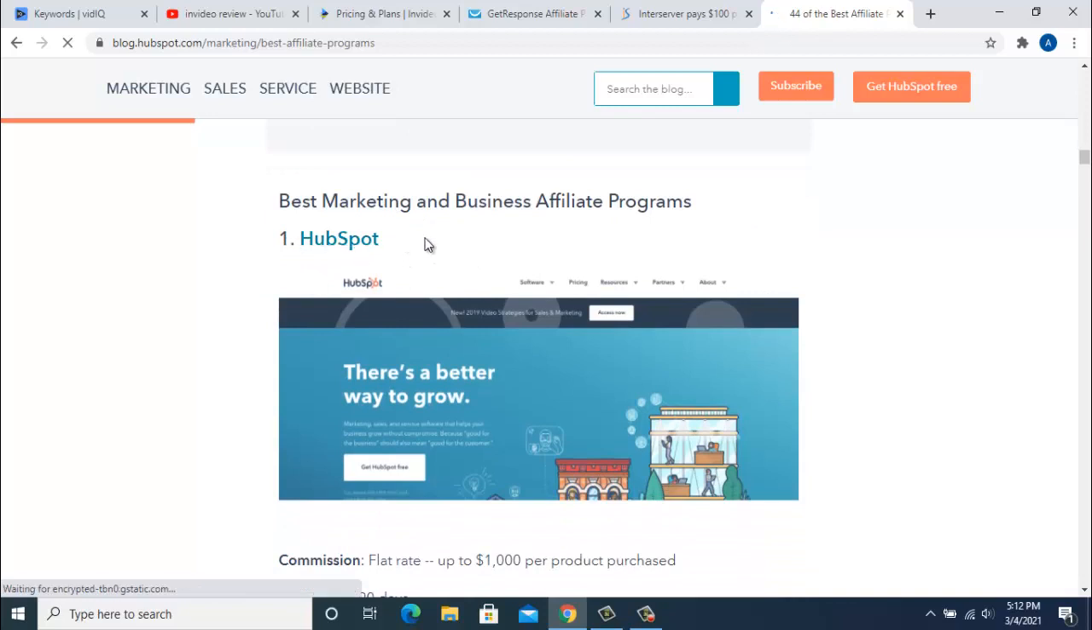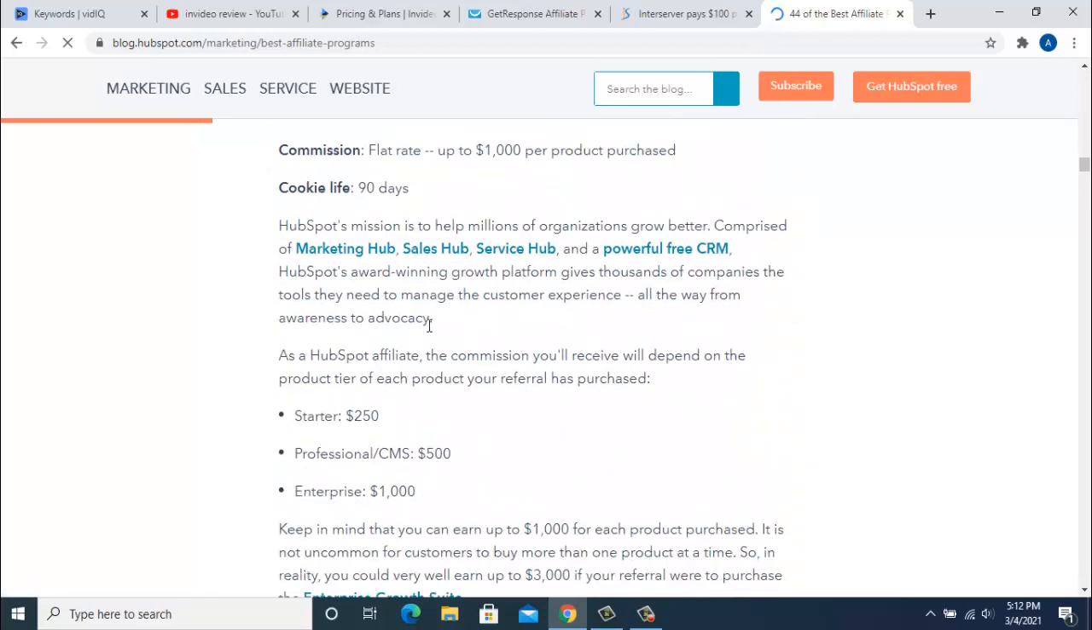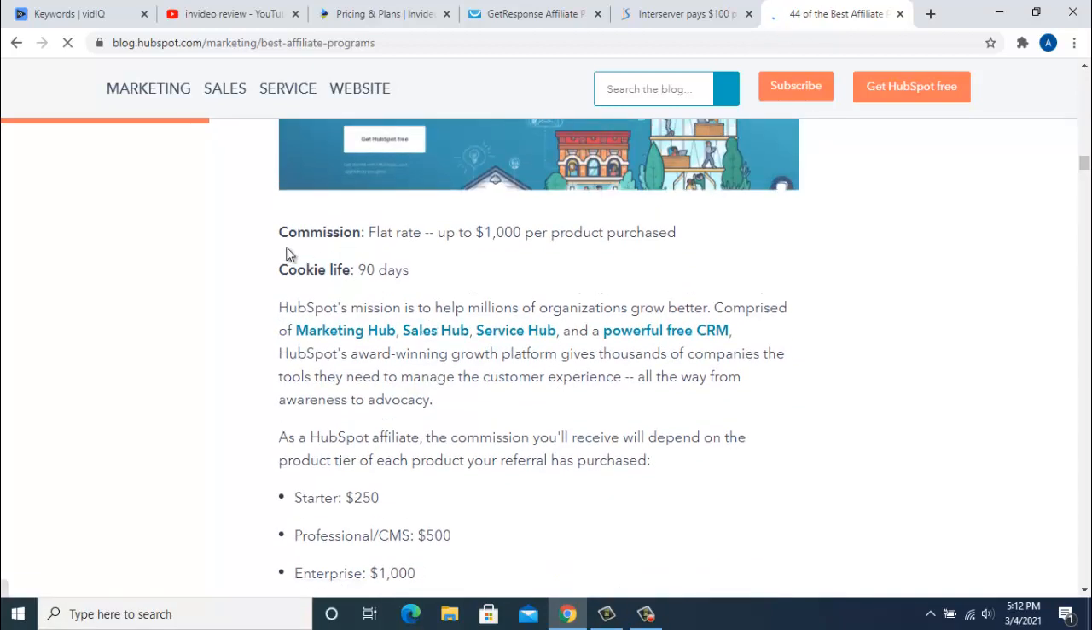So the first one is Hubspot. What you want to look for in every program is the commission. This is $1,000 per product purchase, and also you want to look for the cookie life. Now the cookie life means when somebody clicks your affiliate link, for how long are they being tracked as your referrals. For example, somebody can click your affiliate link today and they purchase in the next 28 days.